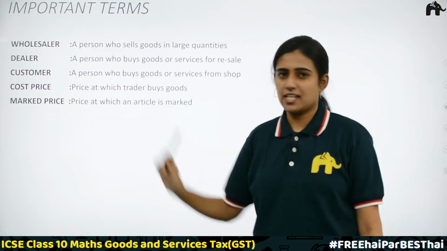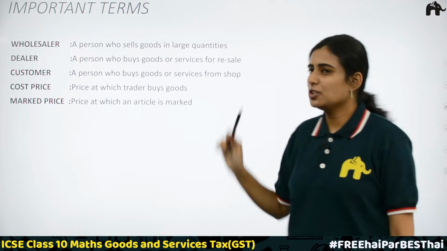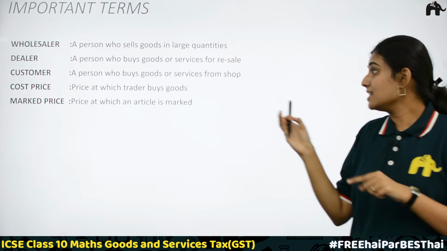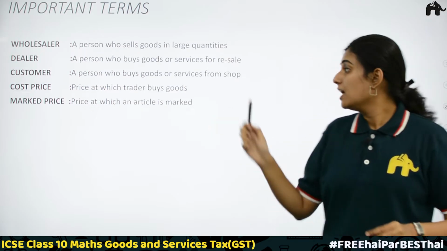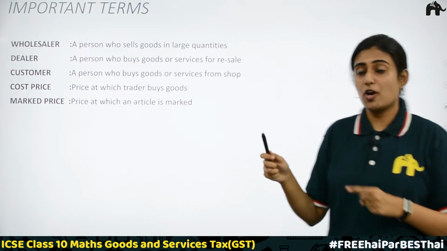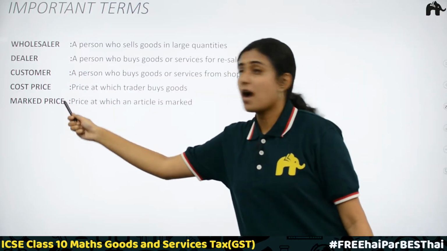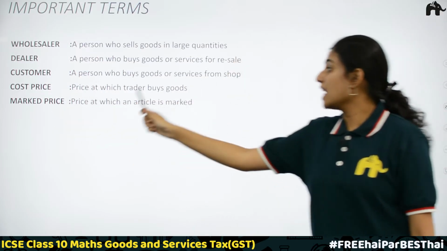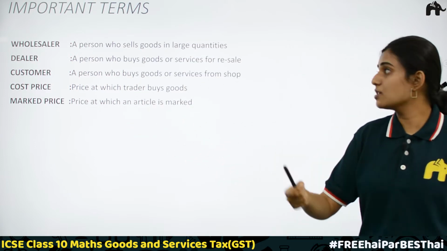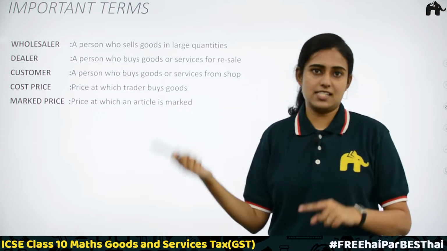Next, marked price. Now, after getting the goods, the shopkeeper needs some profit, right? For that, he will be adding a profit to this. So, this profit plus the cost price, he will be selling the product. That is what the marked price is. Okay, price at which an article is marked. At this marked price, the products will be sold to the customer. Clear?